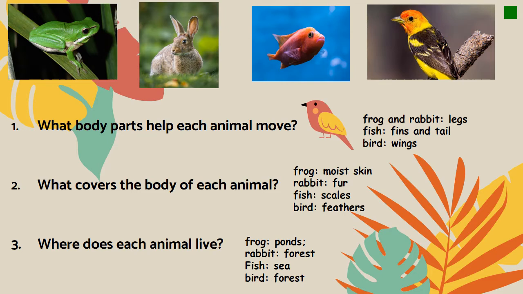I will repeat. The frog has moist skin. The rabbit is covered with fur. The fish has scales, and the bird has feathers. Let's move on to number 3. Where does each animal live? I'll tell you. Frogs live in ponds. Rabbits live in the forest. Fish lives in the sea. And birds live in the forest also.